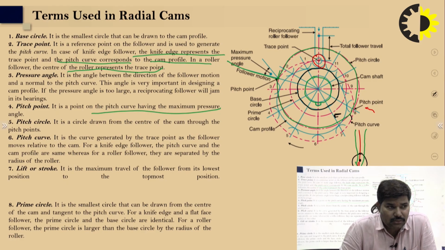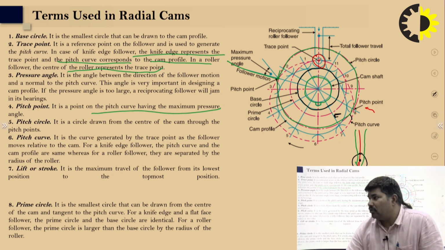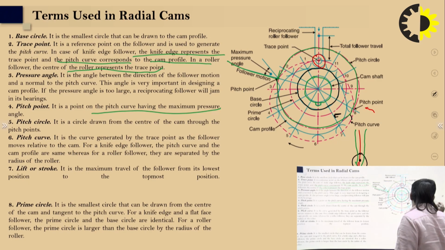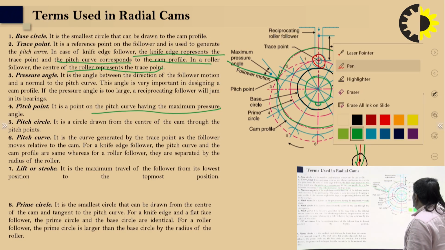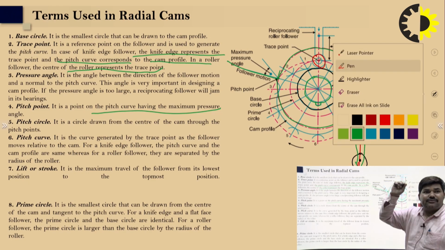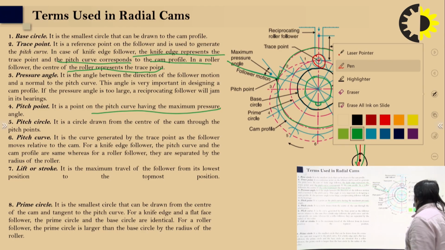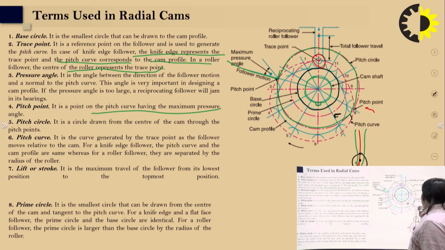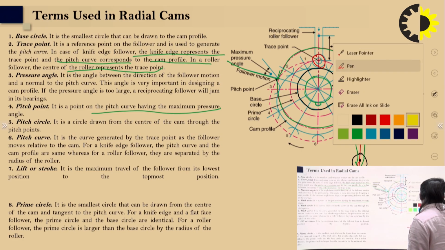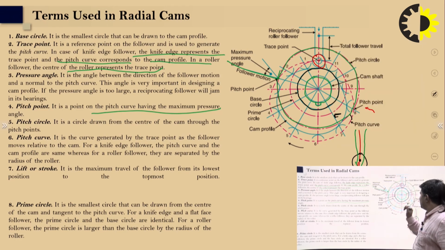Pitch curve is the curve generated by the trace point as the follower moves relative to the cam, from the knife edge follower. So first of all, draw this trace point. In case of a roller, the center of the roller is the trace point. So I'll draw it here in this light green, or a blue color, purple color, right? So trace point.